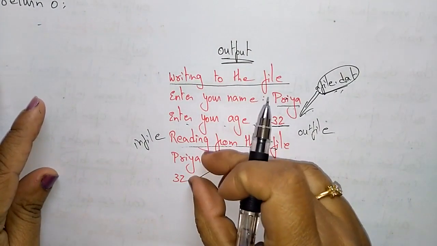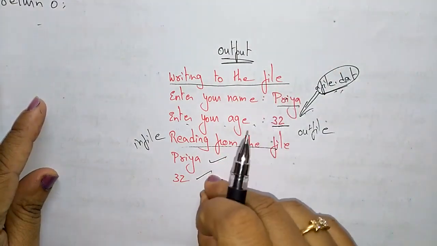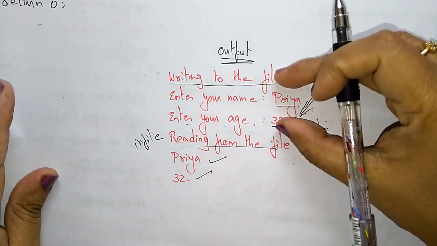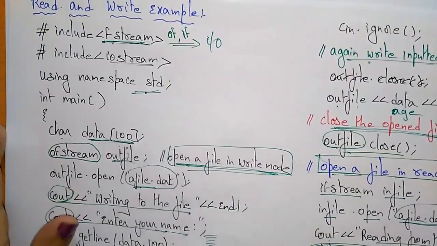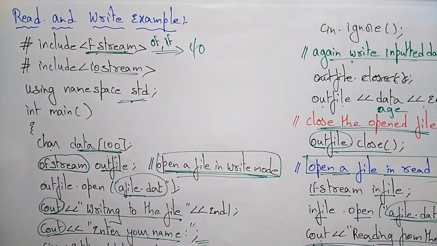So this is reading the data from the file that I displayed here, and this is the output mode and this is the input mode. This is an example of read and write using the file system. Thank you.